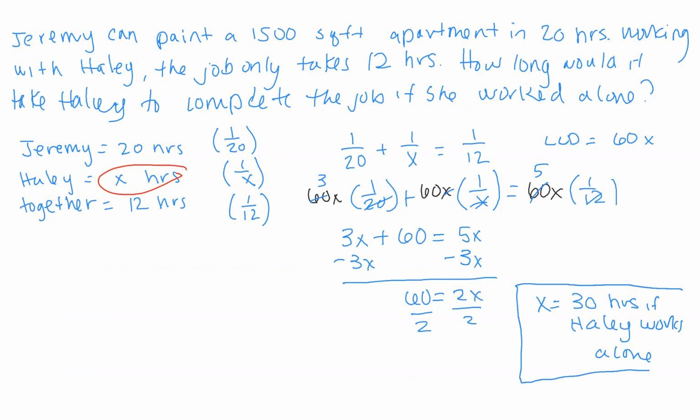All right. So again, you take the individual parts per hour, add those up, set it equal to the together parts per hour, and then you just solve your rational equation.